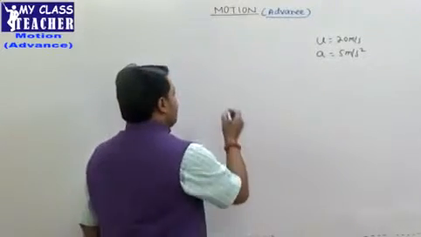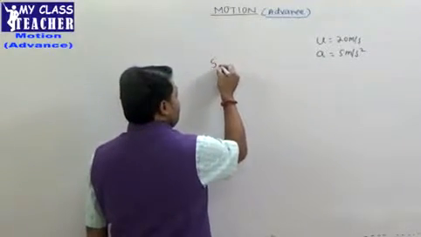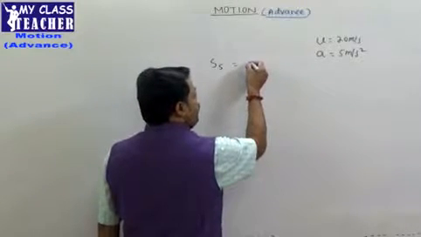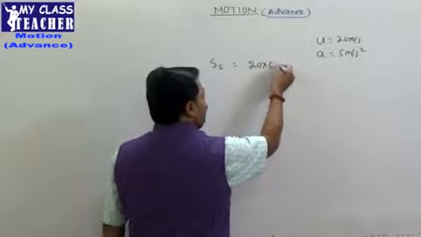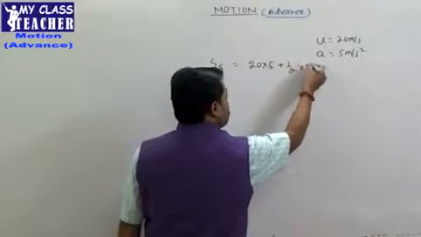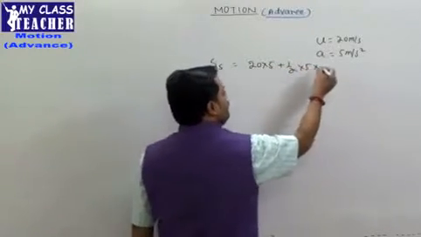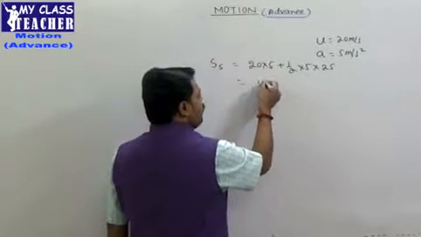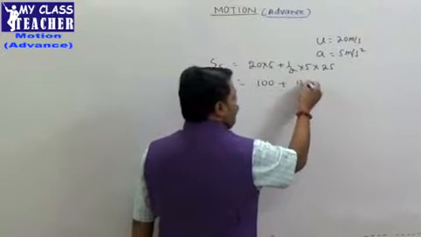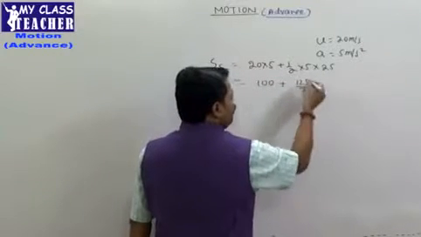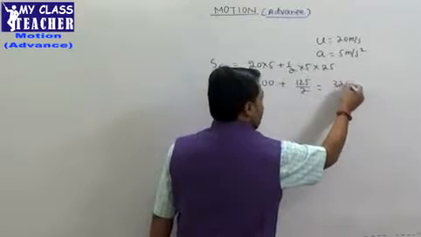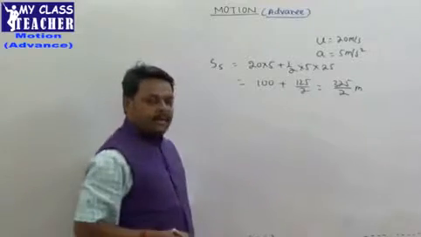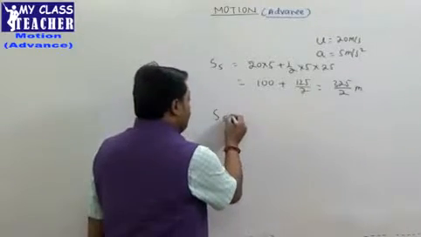Simple question. Displacement covered in 5 seconds means S5. Displacement covered in 5 seconds is equal to ut plus half a t square. u is equal to 20, time is equal to 5, plus half into a is equal to 5 into t square, and t square will be 5 square, which is 25. So finally this is equal to 100 plus 125 divided by 2, which is 200 plus 125 equal to 325 divided by 2 meter. So this is the displacement covered in 5 seconds. But what is the displacement covered in the 5th second?